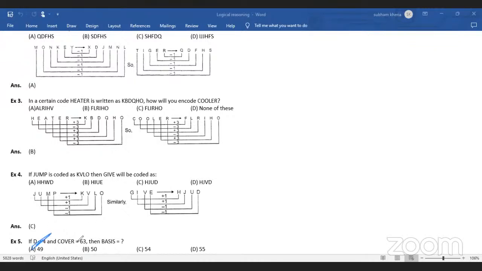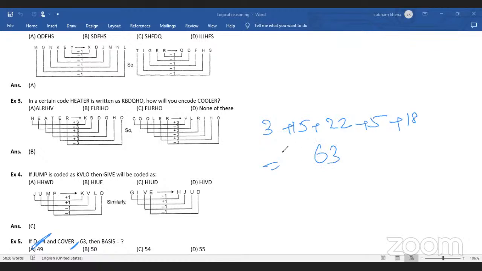See, if D is coded as 4 and COVER is coded as 63, D is 4, I know D's place value is 4, and COVER is 63. So let's write the value of COVER. 3, 15, 22, 5 and 18. We have written all the numbers. C is 3, O is 15. Now let's add them because we are getting a 2-digit number. On adding, you'll get 63.